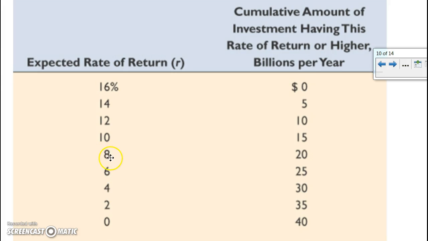So what this table is saying is, how many investments are there out there that would give us this rate of return? And there are a lot of investments that would give us no return, right? And slightly fewer that would give us 2%. You get up to like 14%, 16% rate of return. There's almost nothing a business can do that would improve their profits by that much.